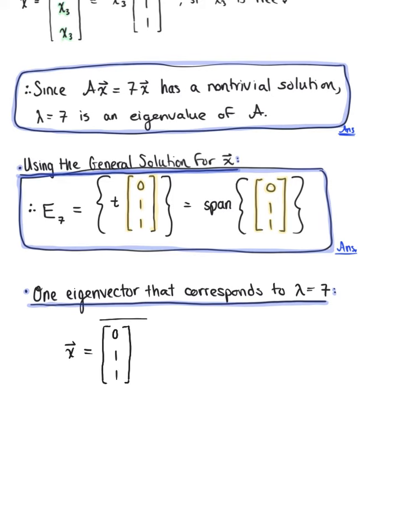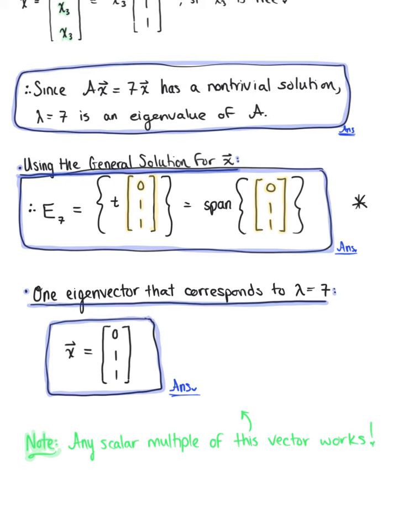Now, this is not an exclusive answer. This is simply the easiest answer. We want to keep in mind, based off of our eigenspace, that any scalar multiple of the vector 0, 1, 1 works here. Again, this spanning vector is simply the easiest solution to see.